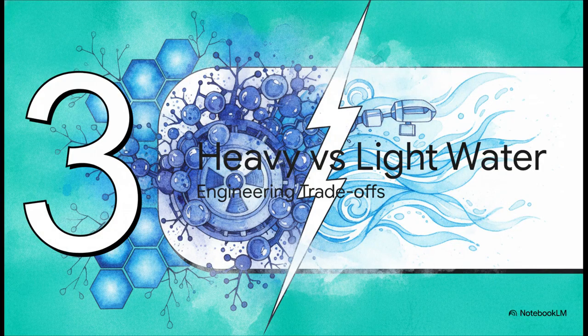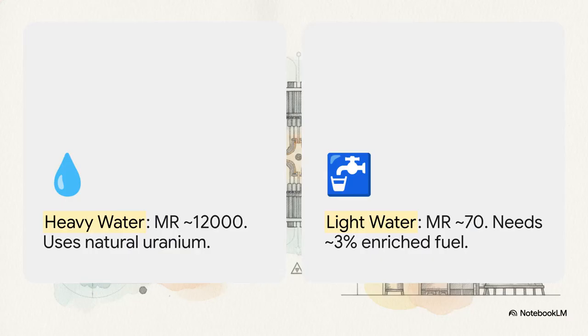Section 3, Heavy Water versus Light Water. Let's see how different materials stack up in the real world. This brilliantly illustrates the core engineering trade-off we're dealing with. Light water, which is literally just standard H2O, slows neutrons down really efficiently, but it unfortunately absorbs way too many of them, leaving it with a moderating ratio of only about 70. To make up for all those lost neutrons, you're forced to use fuel that is enriched to roughly 3%.